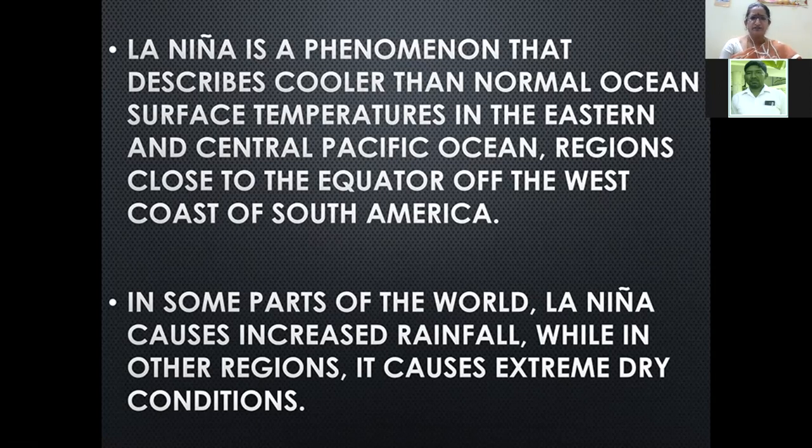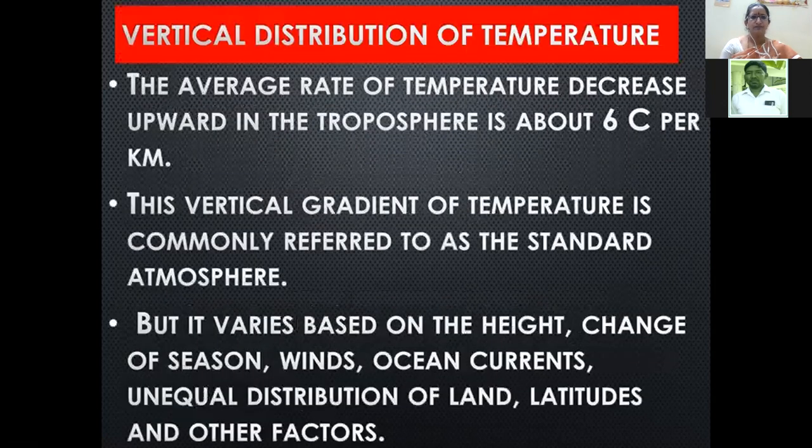Next we are going to learn about the vertical distribution of temperature. How is this vertical distribution of temperature also going to affect us? We have horizontal and vertical; now we are talking about the vertical distribution. The average temperature decreases upward in the troposphere. We have learnt about the different layers in the atmosphere, in the lesson on the atmosphere.